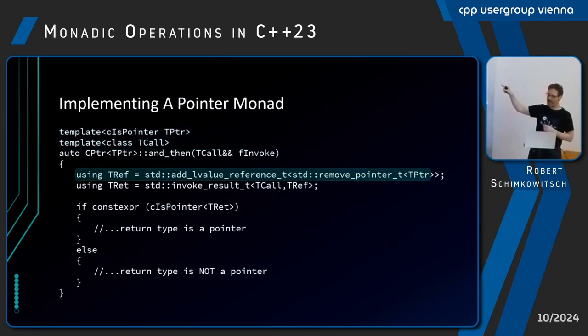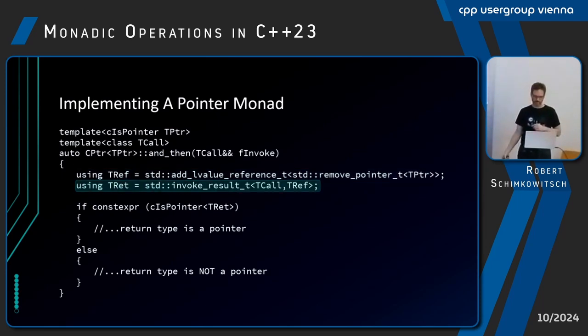Now, inside the function, I first create 2 helper types. TRef is the equivalent reference type to the pointer type. We want to pass a reference to our callable, so I need the reference type. And the second type is the return type, Ret, which I can get by std::invoke_result_t. This gives me the return type of a function. As you can see, here I will pass the reference.